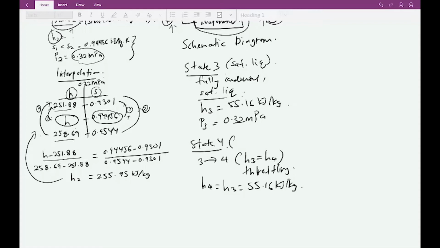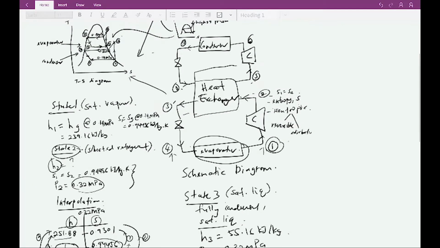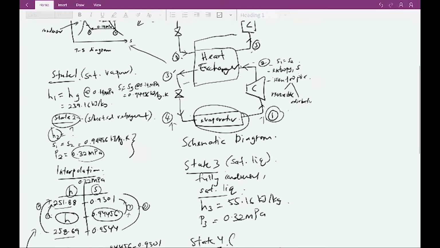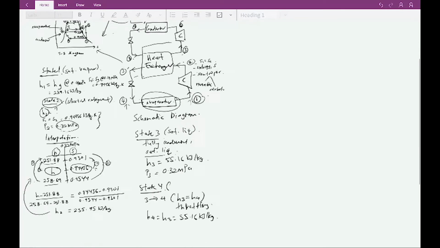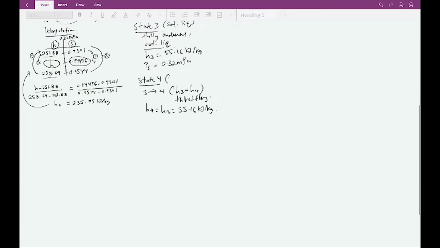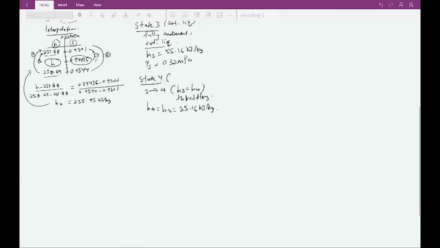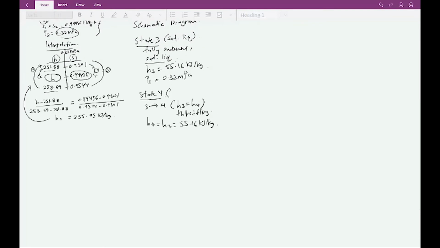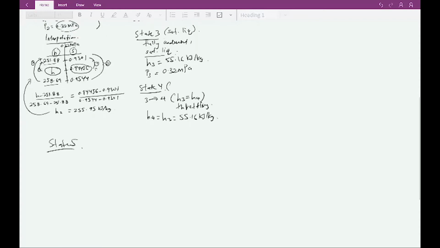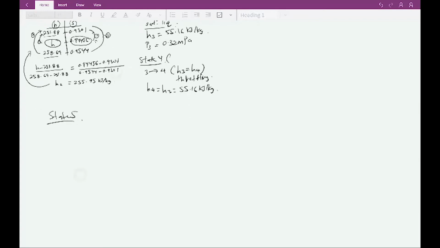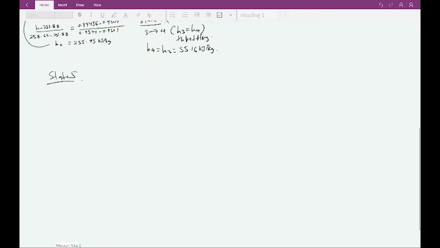Okay, so here we have done the lower cycle. Now the next process is to continue on your upper cycle from state 5 to state 8.